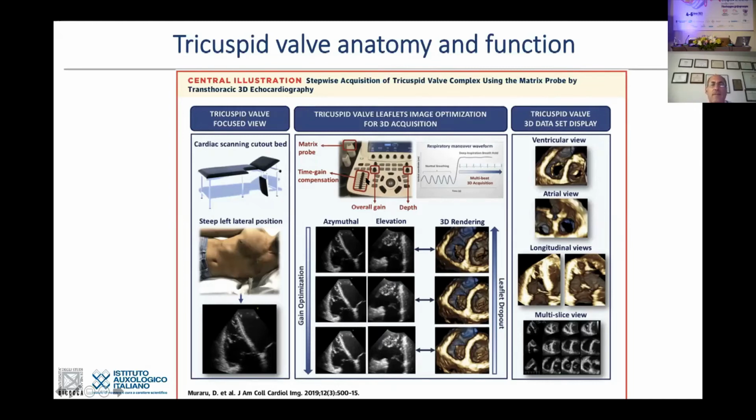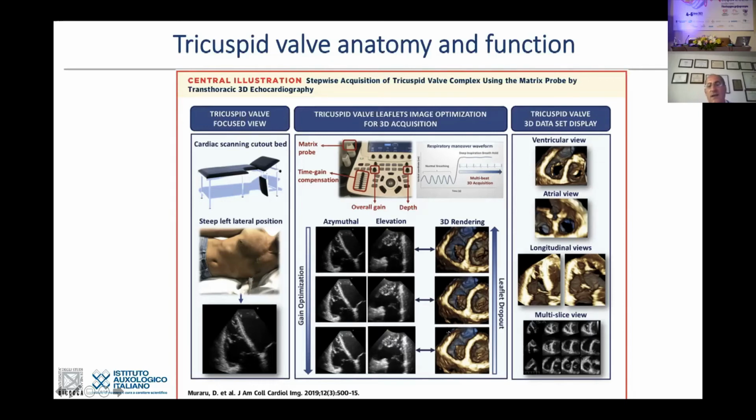Then regulate your time gain compensation. That should be in a straight line, a little bit higher than the 50%. Reduce the frame rate to the minimum if possible to obtain multi-beat acquisition, and adjust the gain in order to a little overgain your images.